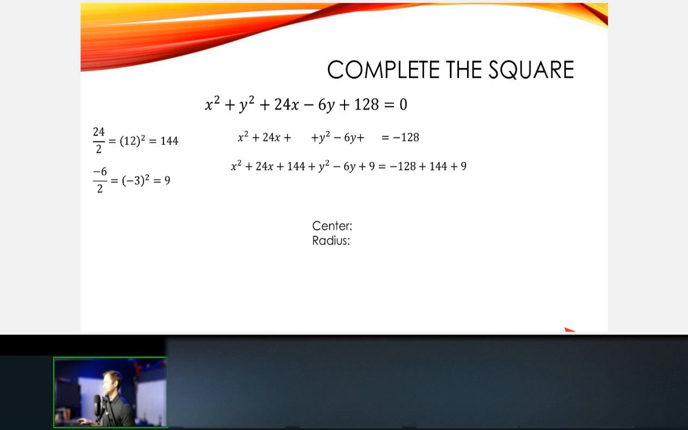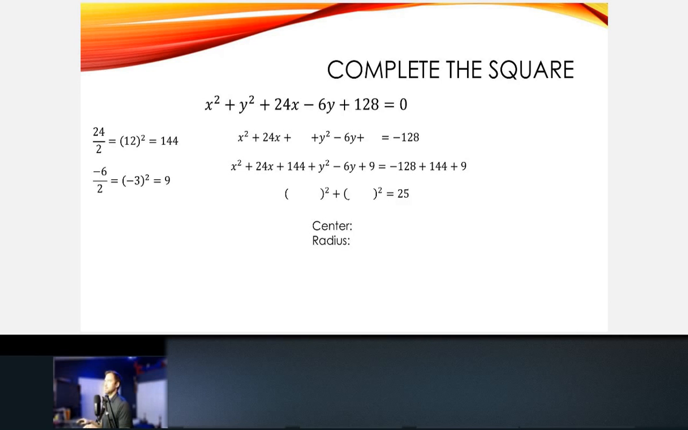Okay, let me take note of that. Looks like some of you are kind of working ahead. You're seeing where this is going based on Bellwork. So we now have this written out. So this trinomial factors into something squared plus something squared, and then -128 plus 144 plus 9 is 25.